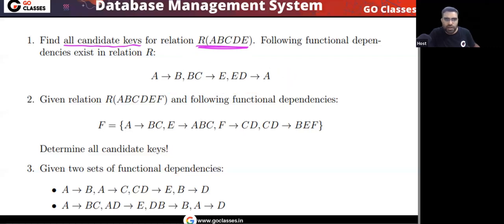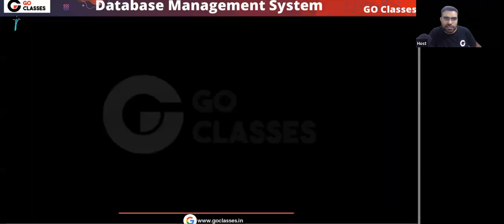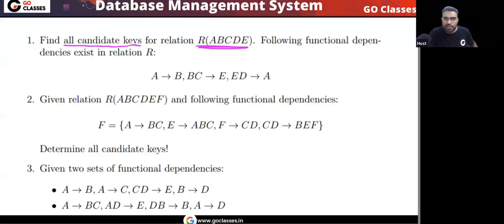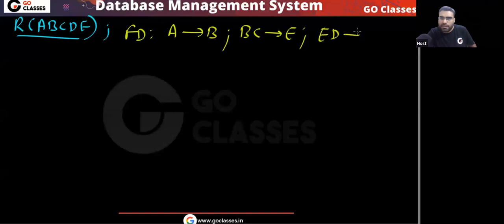Now we need to find what the candidate keys are. The relation is A, B, C, D, E, and these are the attributes. The functional dependencies are: A determines B, BC determines E, and ED determines A. We need to find the candidate keys.